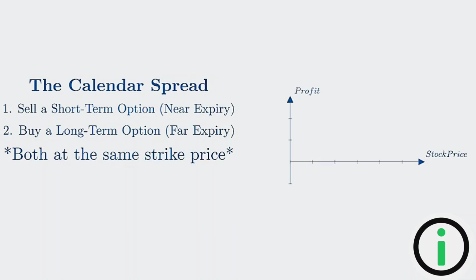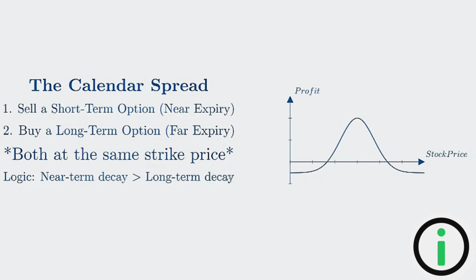Here is the payoff chart. Notice the curved mountain peak centered over the strike price. Unlike a butterfly spread, this curve is much smoother. The logic here is fascinating. You are taking advantage of the fact that near-term options lose their value, or decay, much faster than long-term options. This is purely a volatility and time play.